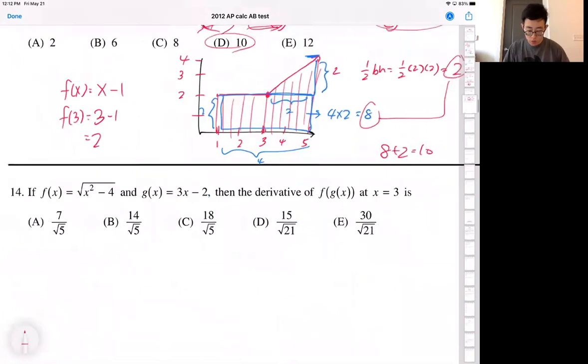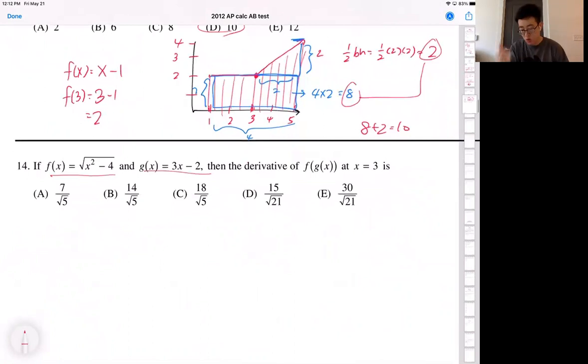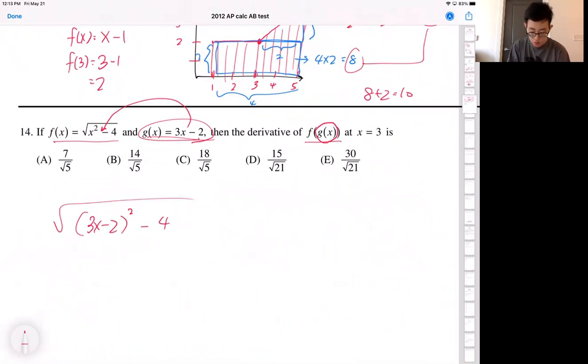Okay. All right, number 14. If f of x is the square root of x squared minus 4 and g of x is 3x minus 2, then we want the derivative of the composite function. Composite means a function within a function. You're simply taking g of x and plugging it into the place of x right there. So that would be 3x minus 2, squared, minus 4, and you square root that. Remember, this is the function g of x that you're replacing for x right there. The rest of it is pretty much the same as f of x. Then you want to take the derivative of this. Okay, so how in the world am I supposed to take the derivative of that? Well, you don't have to.